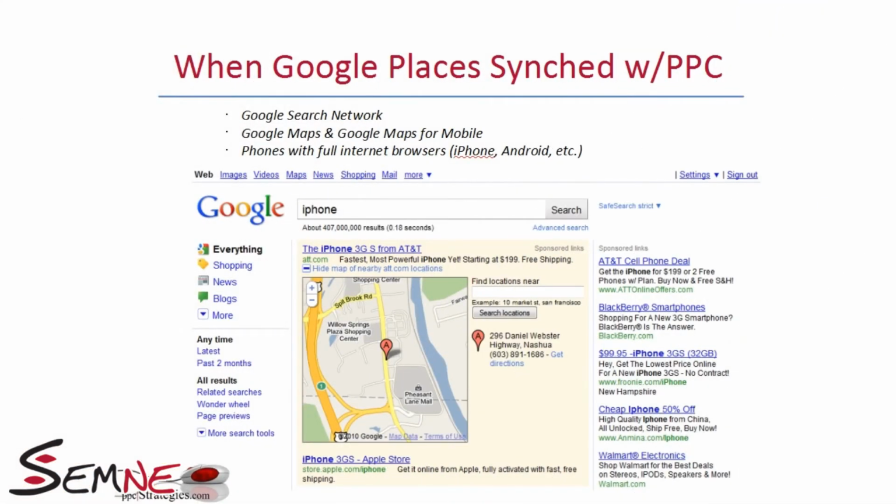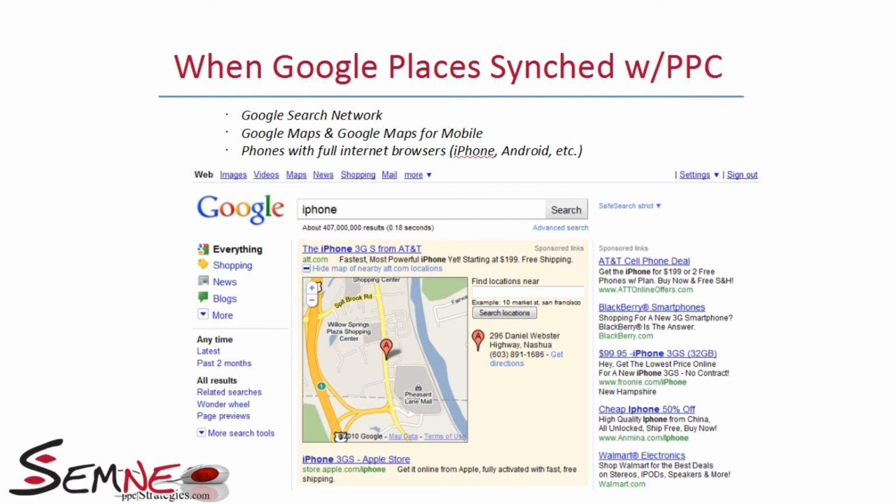So what happens then is, this is just an example. I live in Nashua, New Hampshire, so I just did a search for iPhone. And you'll see, here's a PPC ad. Has anybody ever seen a PPC ad with a map in it? Yeah. This was one of the first ones I saw. I actually learned a couple things when I was putting this presentation together. So this is really great.